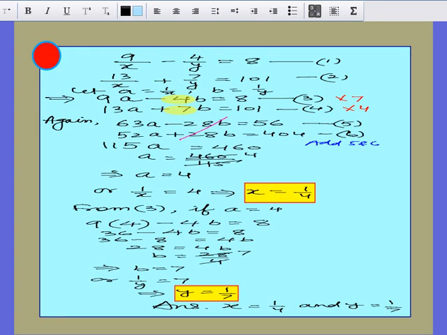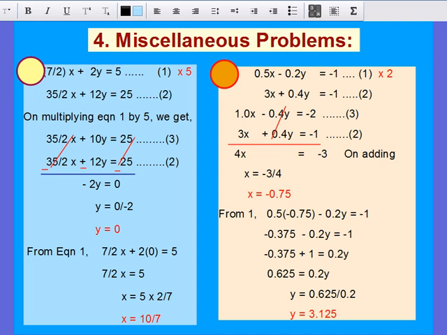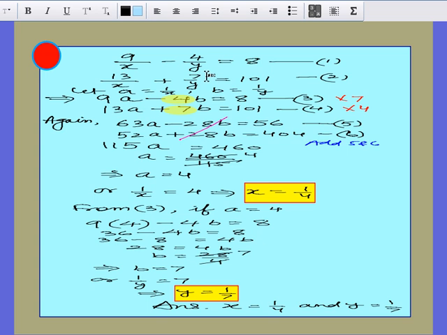I am ending now. So this you can easily do. This is 9 upon x minus 4 upon y. Such questions please don't take LCM. You can assume 1 upon x as m and 1 upon y is n, or you can write a. So it will become 9a minus 4b is 8. 13a plus 7b is 101. You can assume 1 upon x as a and 1 upon y as b. So you got simple equations, 9a minus 4b is 8, 13a plus 7b is 101.